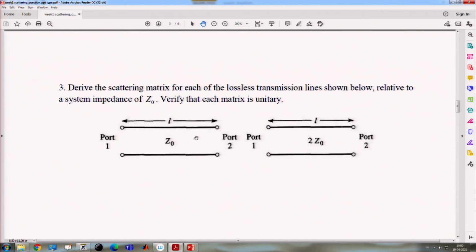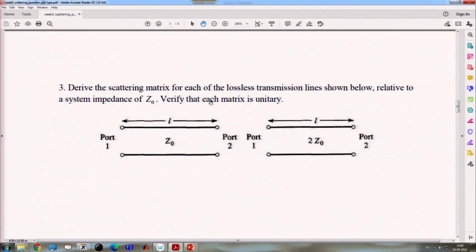Here two transmission lines are shown. The first transmission line has a characteristic impedance of Z naught and the second transmission line has a characteristic impedance of 2 Z naught, relative to the system impedance of Z naught. Here we have to assume that port 1 and port 2 are connected with Z naught when we are measuring the S parameters, for the first configuration and for the second configuration, that means the transmission lines. Verify that each matrix is unitary.